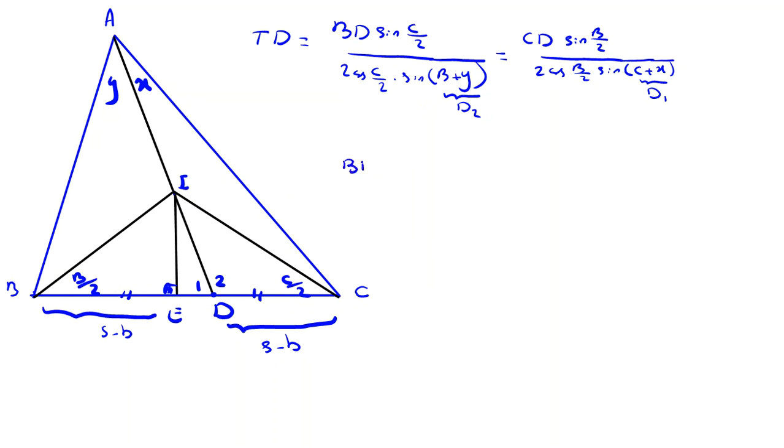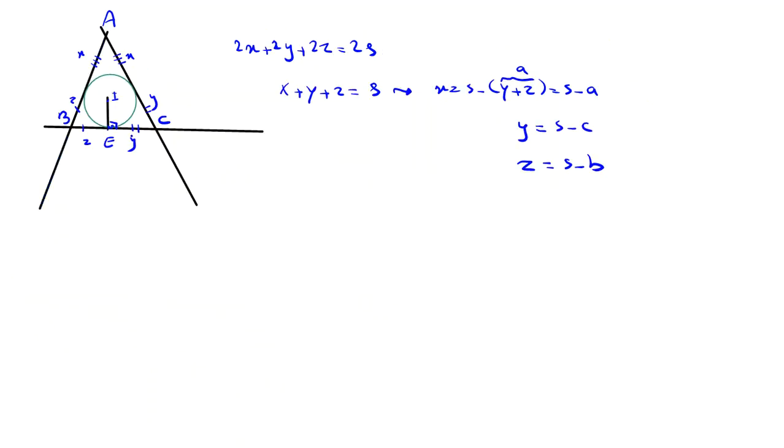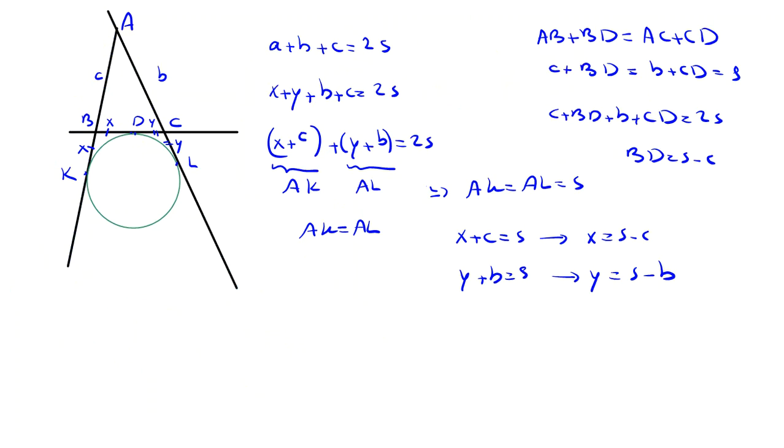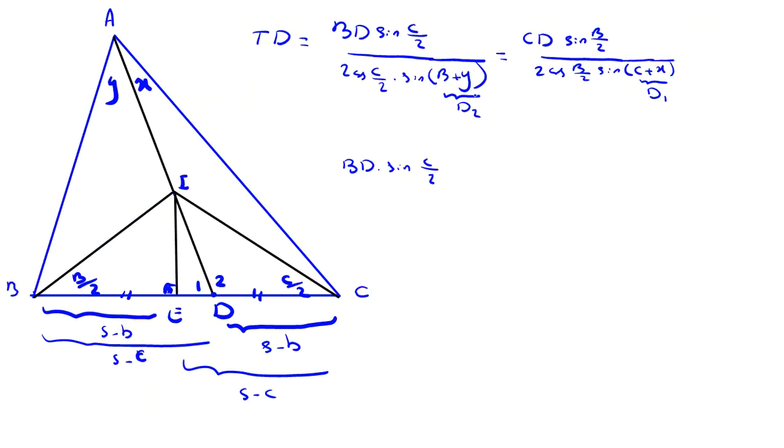So BD times sine C over 2, because we said BD is S minus C, and also we said CE is S minus C. CE is what? C here, Y. It is equal to S minus C. Also here, why is BD S minus C? Because BD is this point X, S minus C. So we know they are equal. So BD sine C over 2, you can replace it with CE sine C over 2.